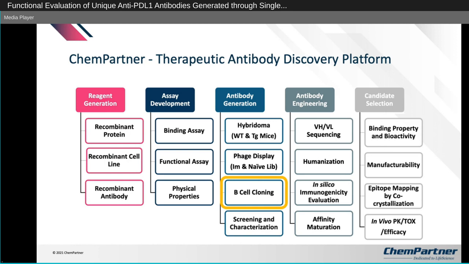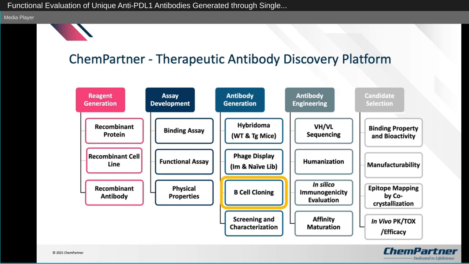At ChemPartner, we are uniquely positioned to be able to generate the reagents needed for antibody discovery campaigns. So for our proof of concept study using hybridoma and B cell cloning method, we generated reagents for immunization such as a human PD-L1 ECD. We generated recombinant cell lines such as human PD-L1 overexpressed on CHOK1 as well as cyno-PD-L1 on CHOK1. We also generated recombinant antibodies that were then characterized through a variety of assays.